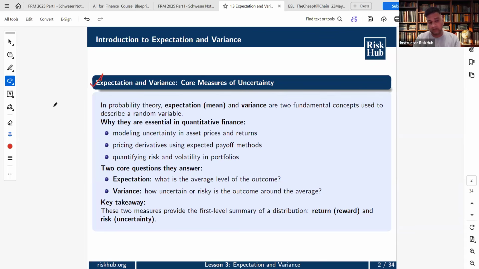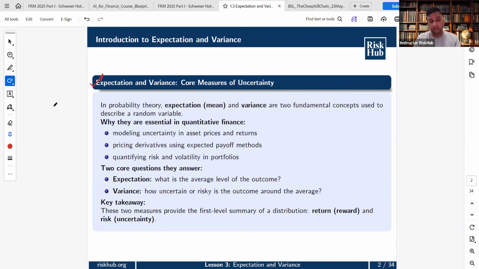Since future outcomes are uncertain, we need a way to summarize them. That's where expectation and variance come in. Expectation answers, on average, what should I expect? Mathematically, the expected value of X. Variance answers how much uncertainty exists around that average, mathematically the variance of X.